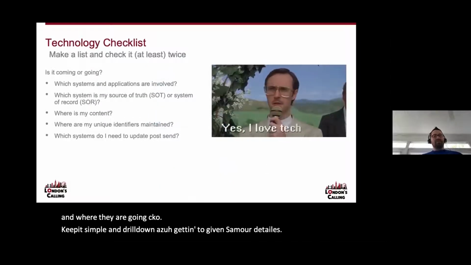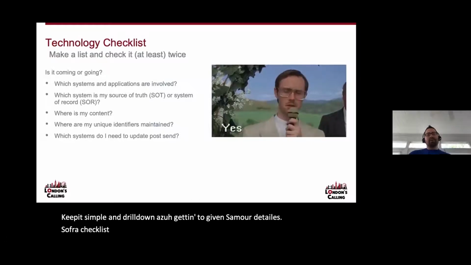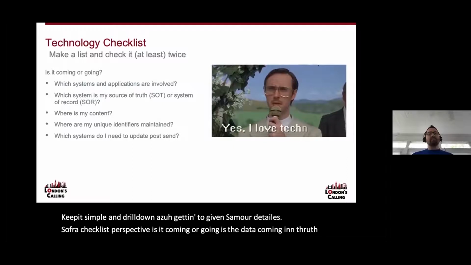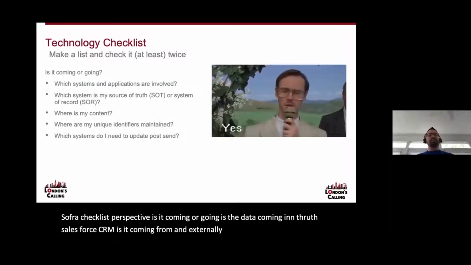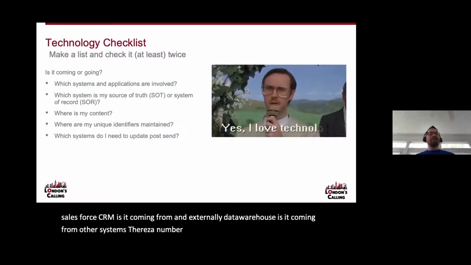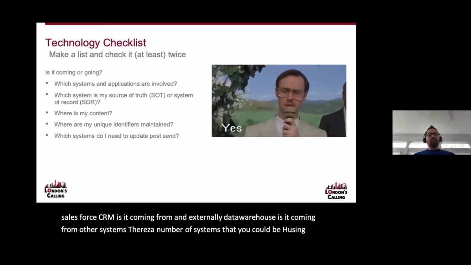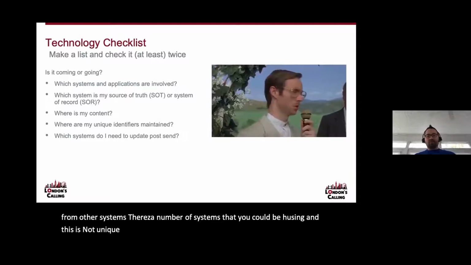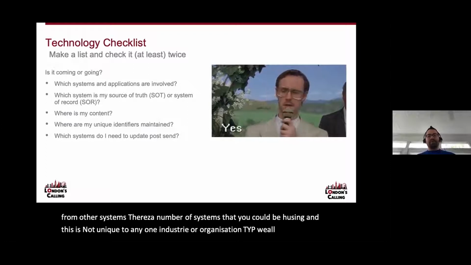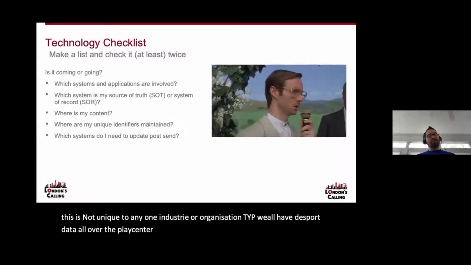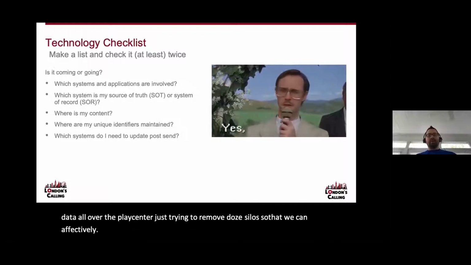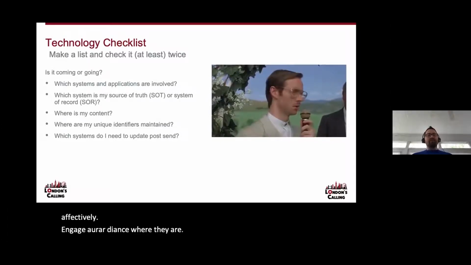So from a checklist perspective, is it coming or going? Is the data coming in through the Salesforce CRM? Is it coming from an external data warehouse? Is it coming from other systems? There's a number of systems that you could be using, and this is not unique to any one industry or organization type. We all have disparate data all over the place, and we're just trying to remove those silos so that we can effectively engage our audience where they are with the right information.